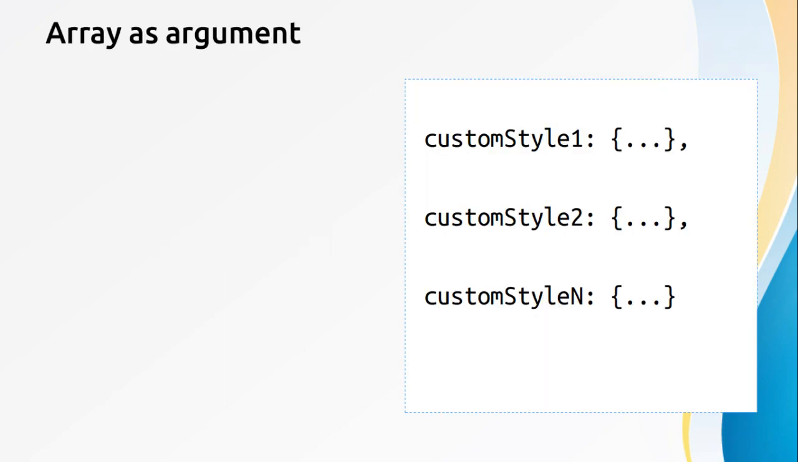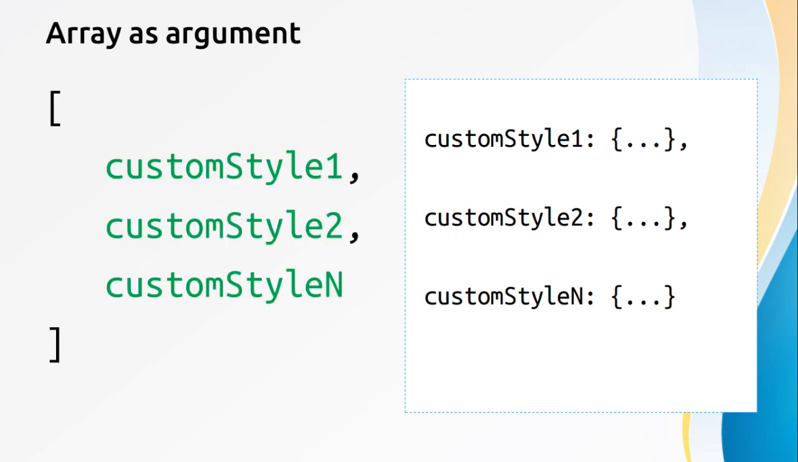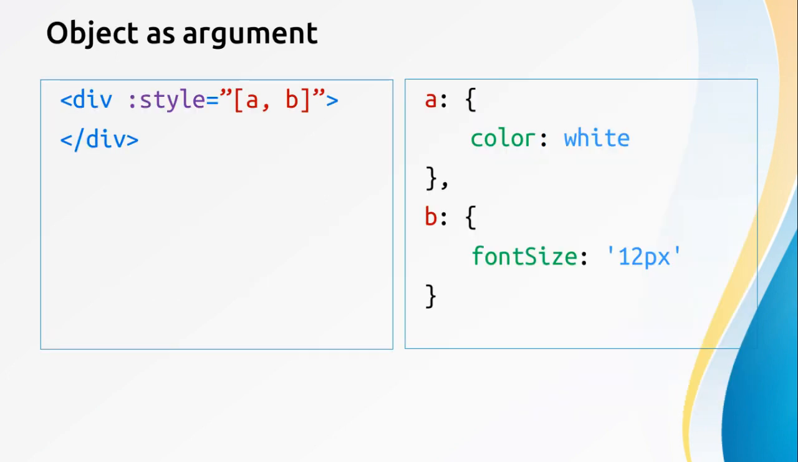Next up, we can use style binding and pass in CSS styles as an array. This is usually used when we need to apply several style definitions. So maybe we define some groups of styles such as customStyle1, customStyle2, and so on. Then, from some of these styles, we can combine them into an element by defining them in an array like this. For example, here I have a div with a style binding to A and B, where A and B are defined in the data property. A contains color white, then B font size 12 pixels.